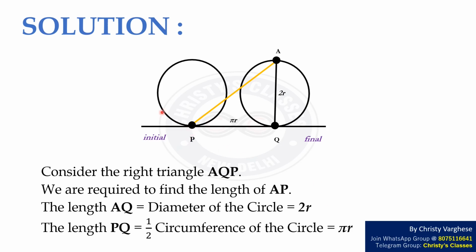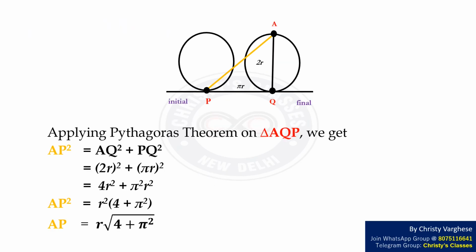We know that the wheel turns halfway through for the point A to reach the highest position. Therefore, the length PQ equals half the circumference of the circle, that is half of 2 pi r. This equals pi r. Let us recall what the Pythagoras theorem tells.